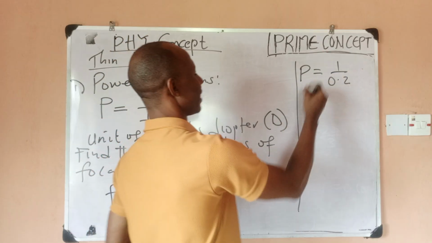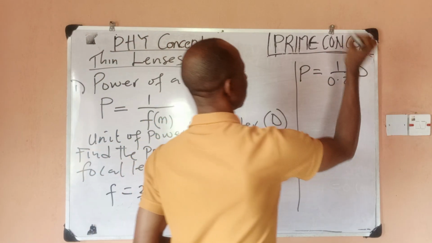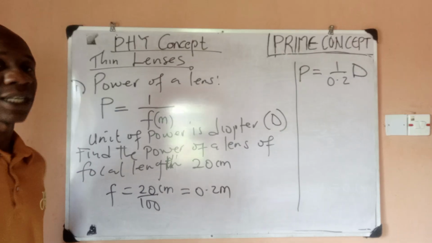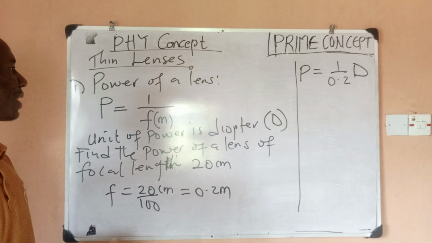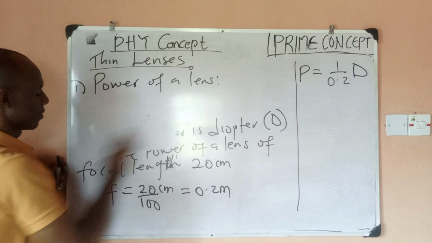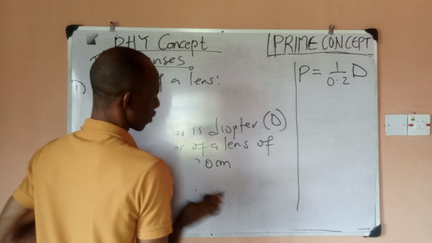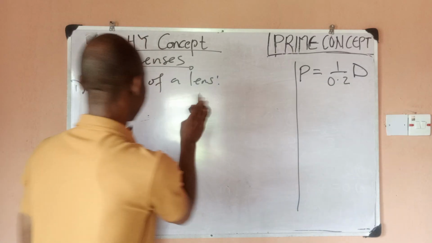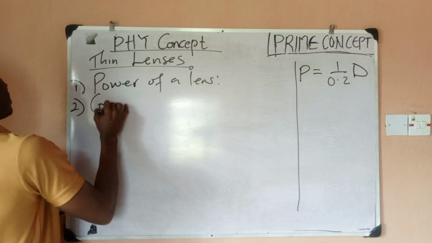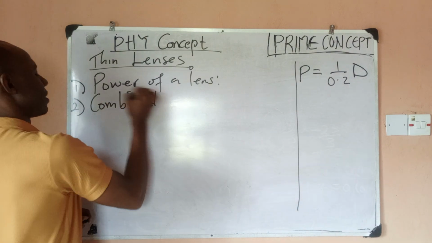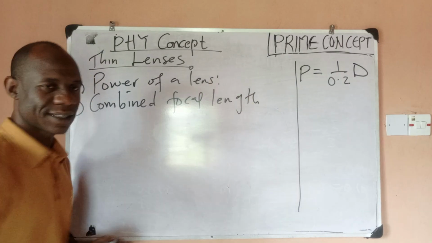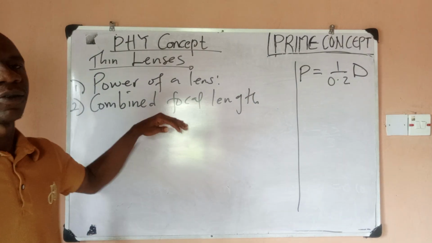So if you divide this, you get your power, and the unit is what? Capital D, which is dioptre, right? So I believe this concept of power is very clear. And the next point we want to consider for lenses is combined focal length. Now, why do we talk about combined focal length?